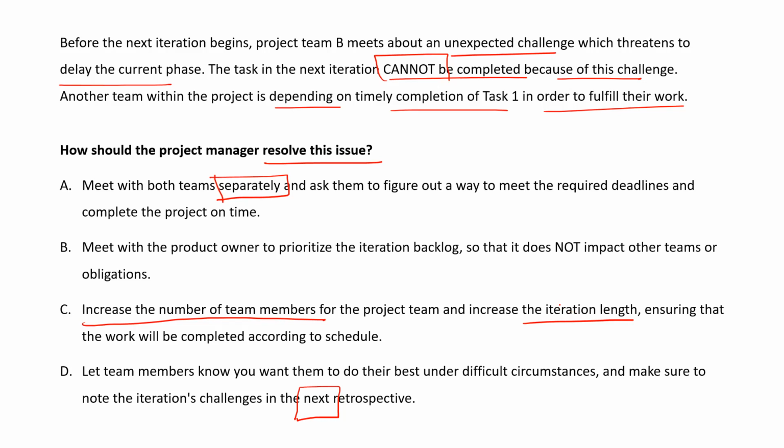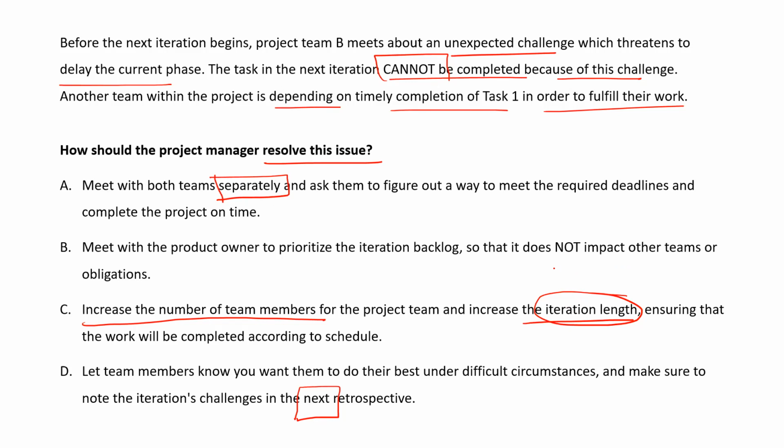And who should decide the iteration length? You will decide or the team will decide? In Agile, who chooses the way of working? You or the team? The team. These iterations are for the team. If you remember what I told you, the product backlog is the property of the product owner, and the iteration backlog is the property of the team, right? So the team should do it, not the project manager.